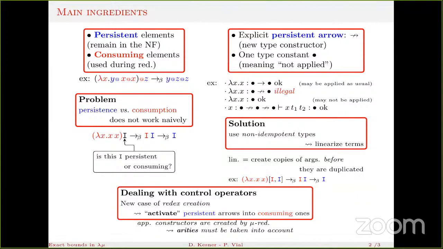And last, we had to deal with control operators. Something that I did not discuss much during my presentation is that we needed to activate persistent arrows into consuming ones. I have a really small extra slide for that just after that. And we also had to capture the arities of functions, which is not necessary in the lambda calculus, in order to have decreasing measures which capture exact values. Thank you.